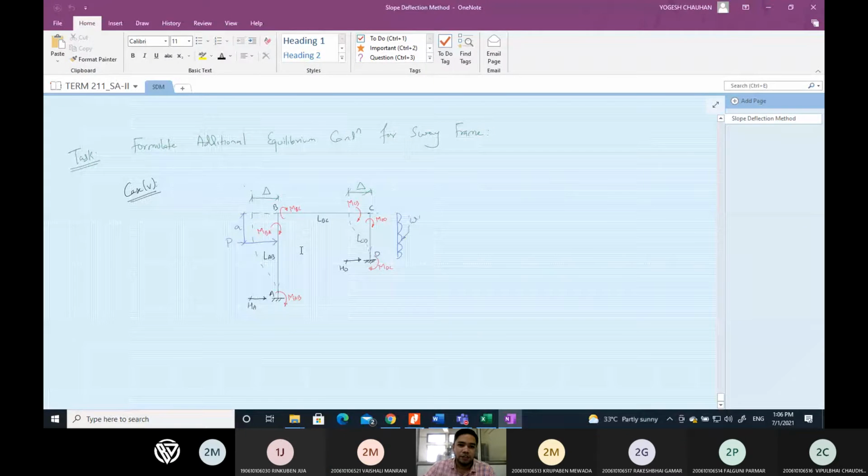The additional condition required for the sway frames. Now we'll take an example of a sway frame and try to analyze it.